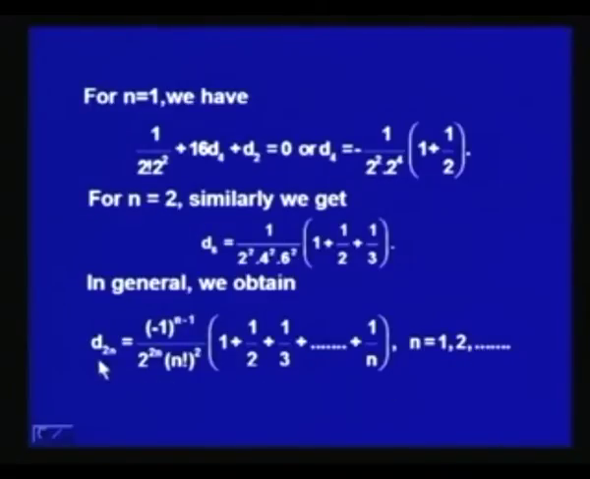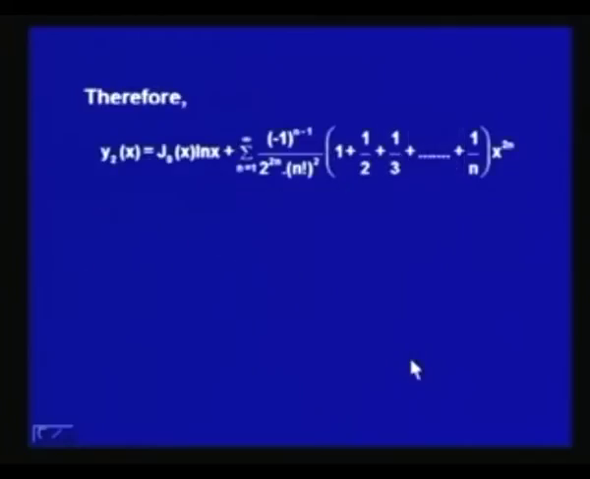Thus, we have obtained the values of all the unknown coefficients d's that occur in our second solution. And let us put the values of these unknowns in the second solution. We find that y2(x) now becomes J0(x) into ln x plus sigma n equal to 1 to infinity minus 1 to the power n minus 1 over 2 to the power 2n into n factorial squared into 1 plus 1 by 2 plus 1 by 3 and so on plus 1 by n into x to the power 2n.